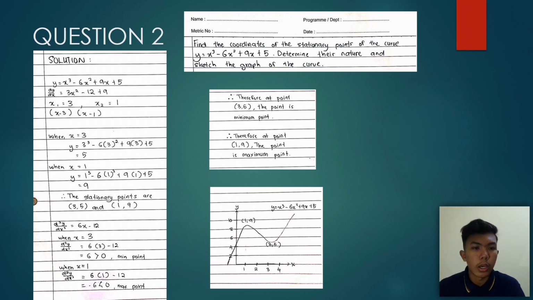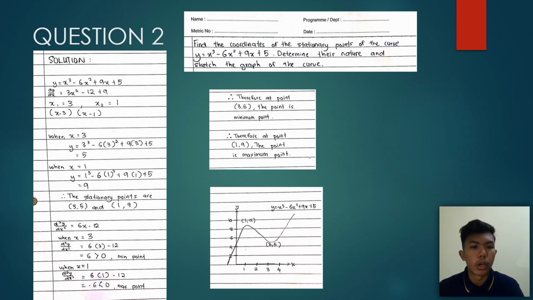d squared y over dx squared is equal to 6x minus 12. When x equals 3, d squared y over dx squared equals 6 times 3 minus 12. So the answer is 6, bigger than 0. So this is a minimum point.